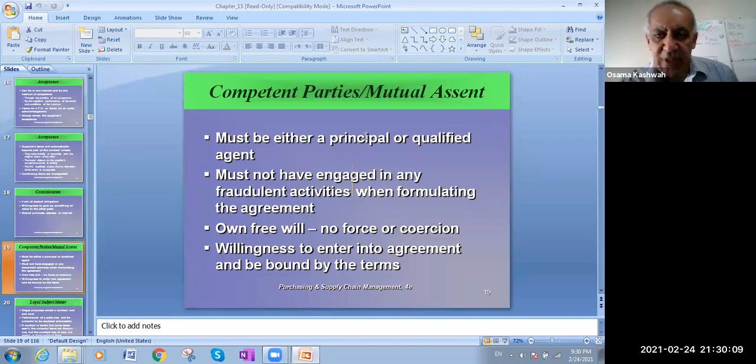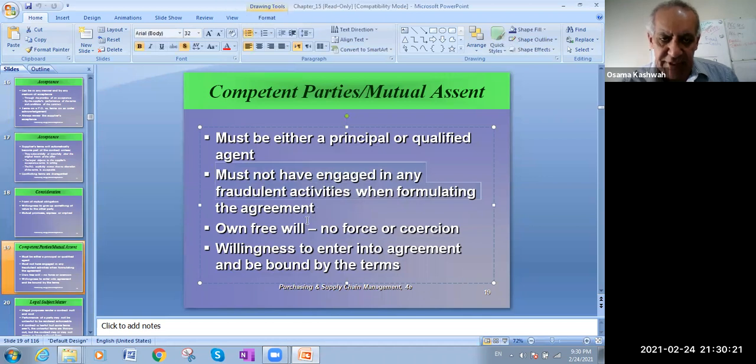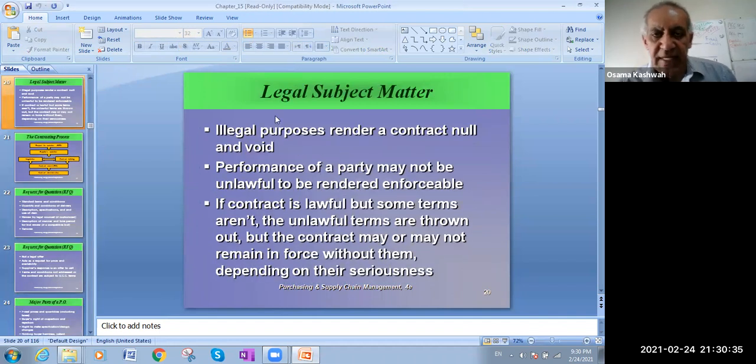Competent parties or mutual assent, page 19: must be either a principal or a qualified agent, must not have engaged in any fraudulence before, own free will, no force or coercion, willingness to enter into agreement. So those are the points here. In point 21, the legal subject matter: illegal purposes render a contract void. Those are about the conditions of the contract.